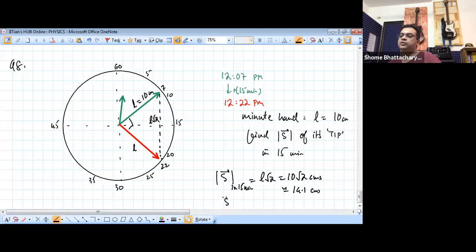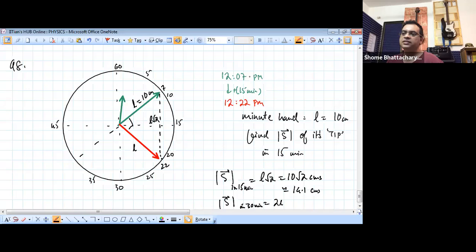Similarly, the displacement of the minute hand stick in 30 minutes will just become one diameter. So in 30 minutes now the minute hand would have reached here, and like that. Quarter of an hour is 15 minutes.